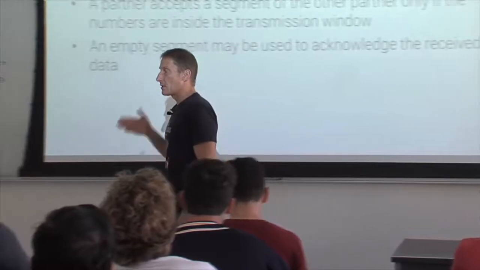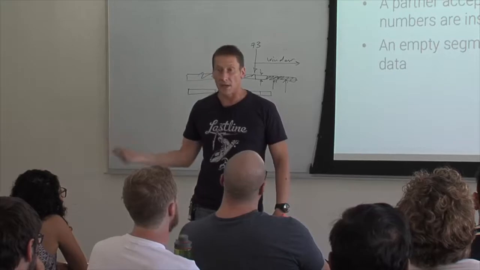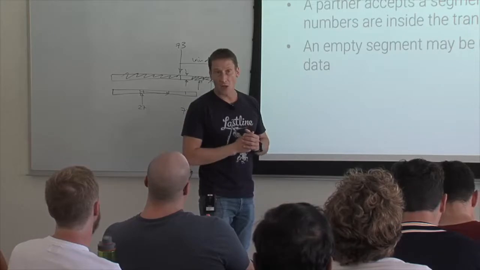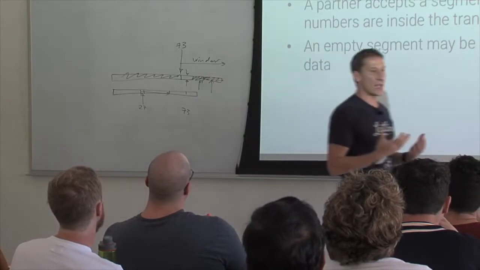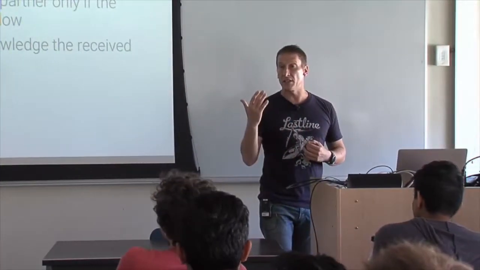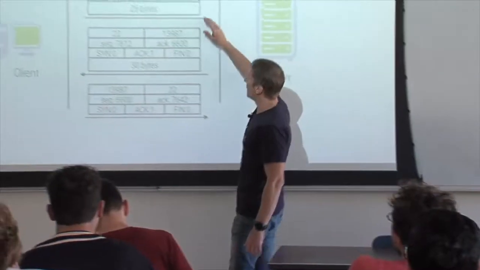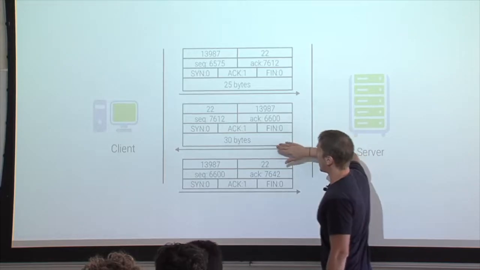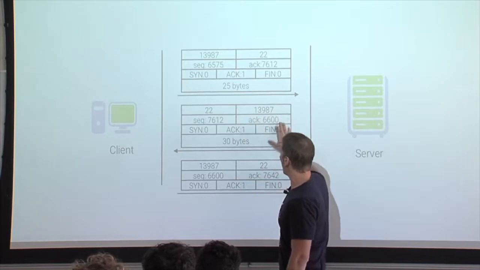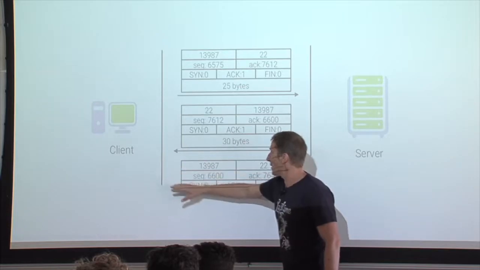You send a packet with a sequence number and some data. The other side sends back a packet that acknowledges how much has been received. You can send an empty packet with just acknowledgements to say, hey, I received this data, but I don't have to send you anything. So this is an example. You send 25 bytes. This side will send an acknowledgement that has the sequence number plus the 25. So I acknowledge that I received everything correctly up to this number.